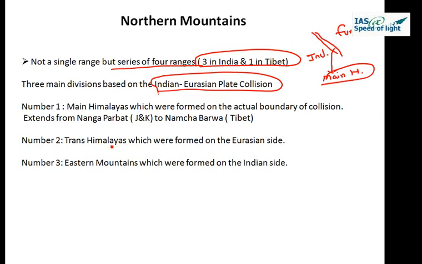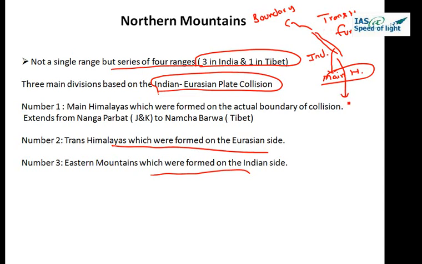Number two, the Trans Himalayas, which were formed on the Eurasian side. So these were the main Himalayas which were formed on the boundary, the boundary of the collision of the two plates. The mountains formed on the Eurasian side we call the Trans Himalayas. And then finally the eastern mountains, which were formed on the Indian side.